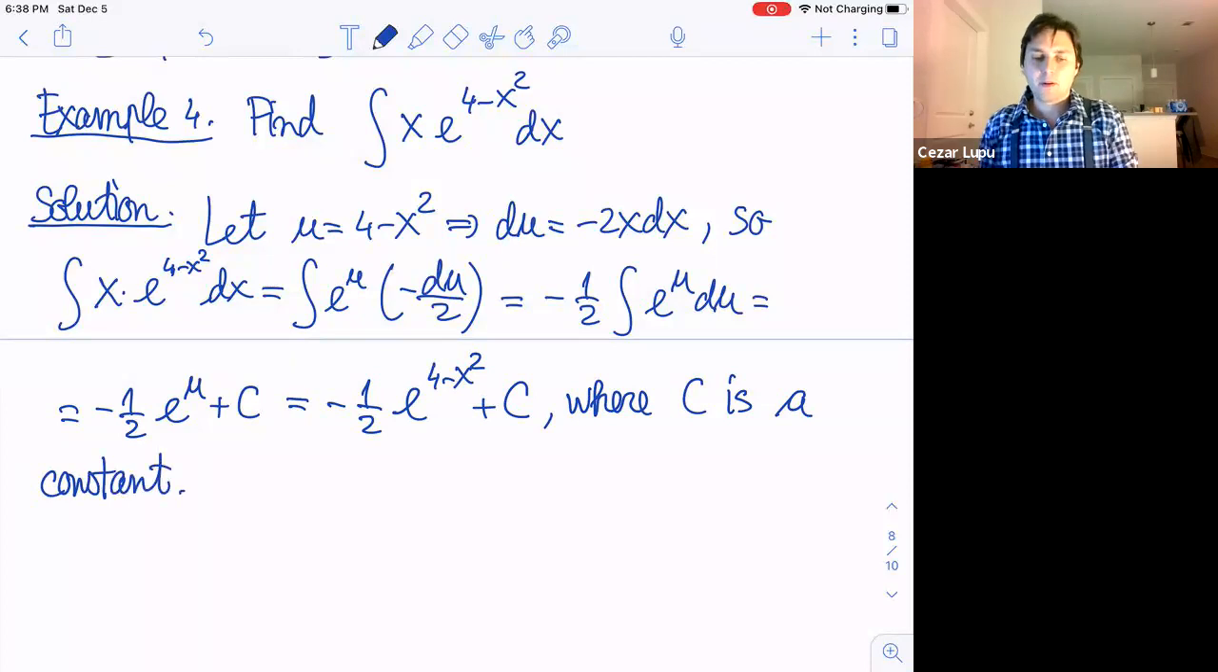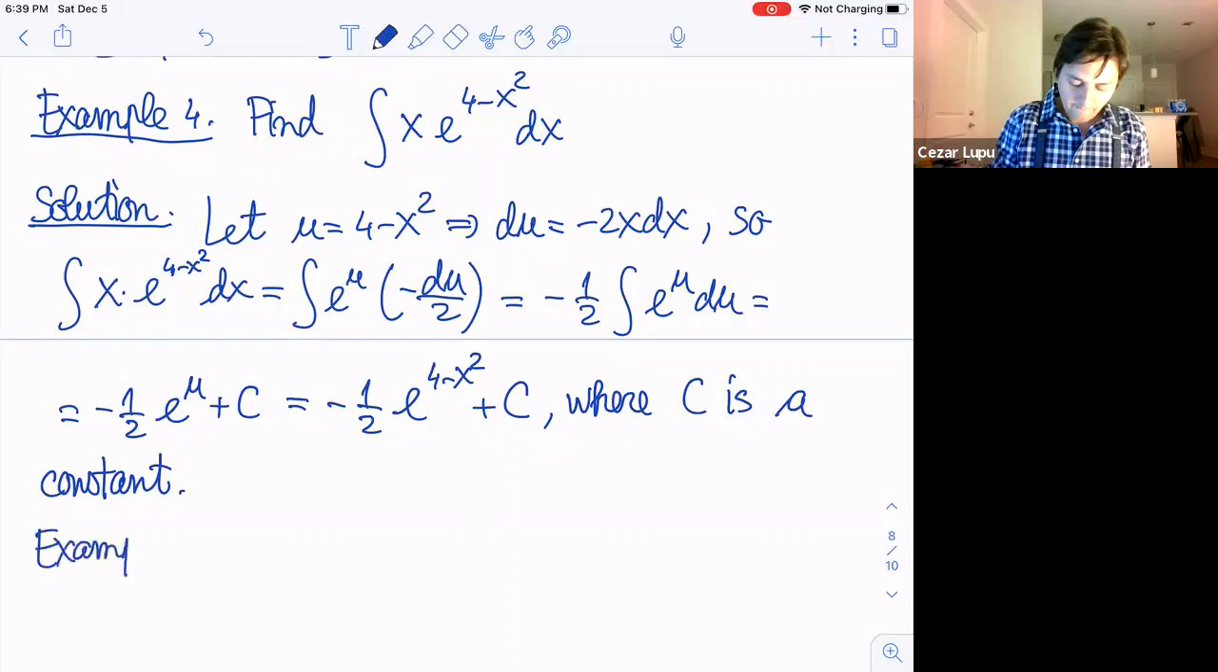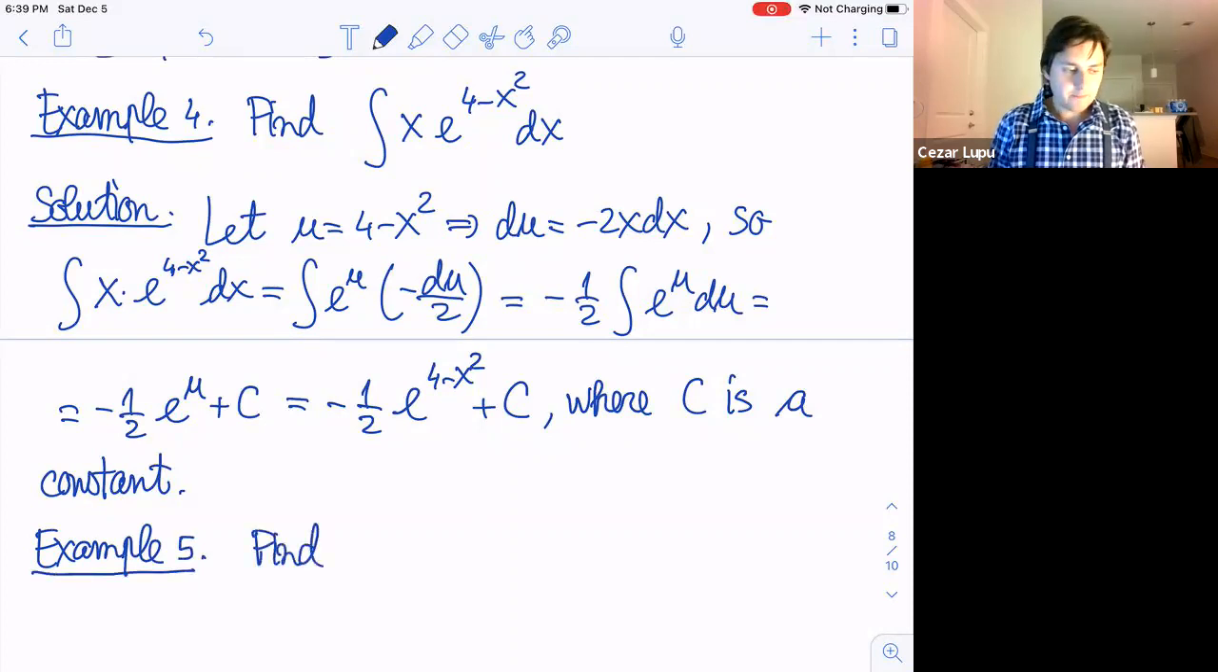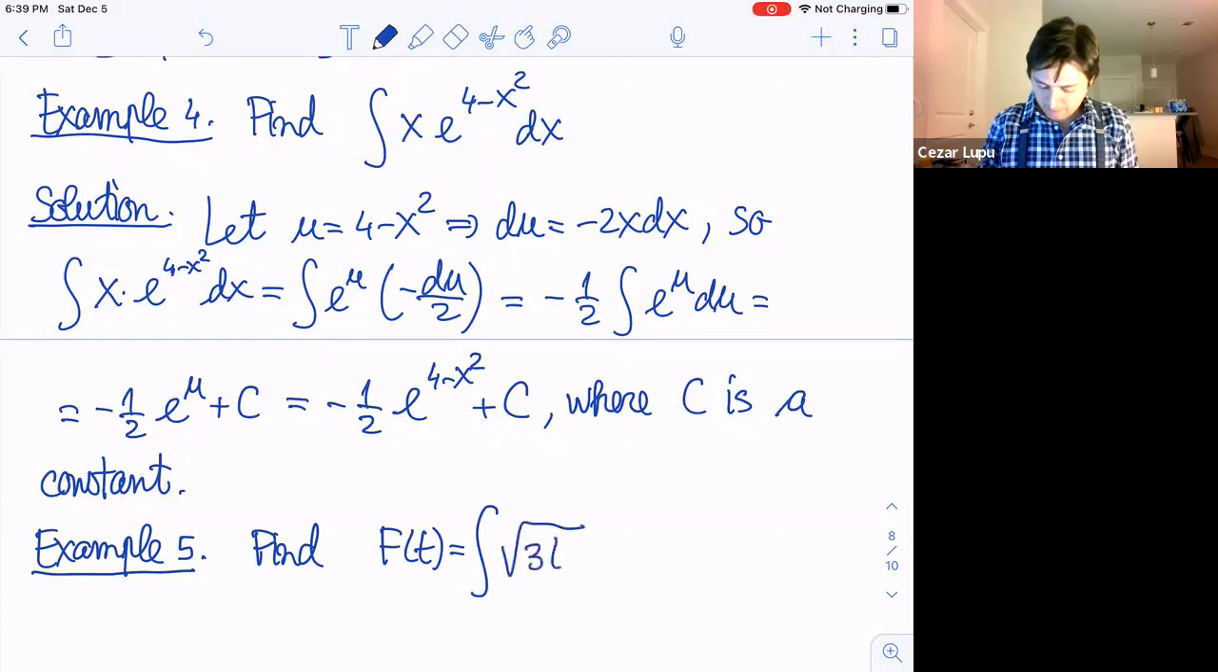Right. All right, there are some other examples in my notes, and I'm going to leave this to you. So another example, example 5. I'm just going to tell you the main idea. So we want to find, let's call it in the following way, f of t is the integral of the square root of 3t plus 1 dt.